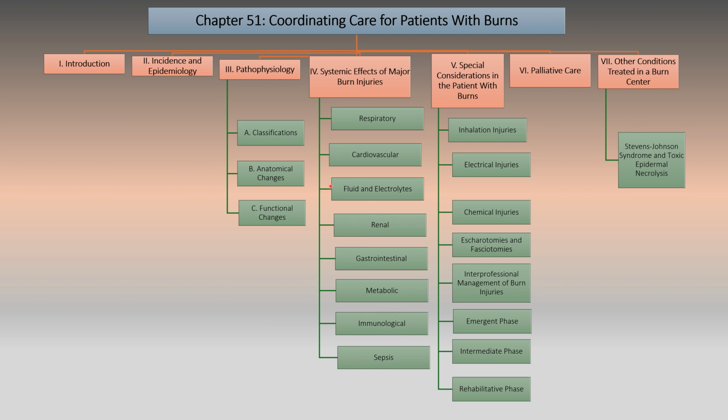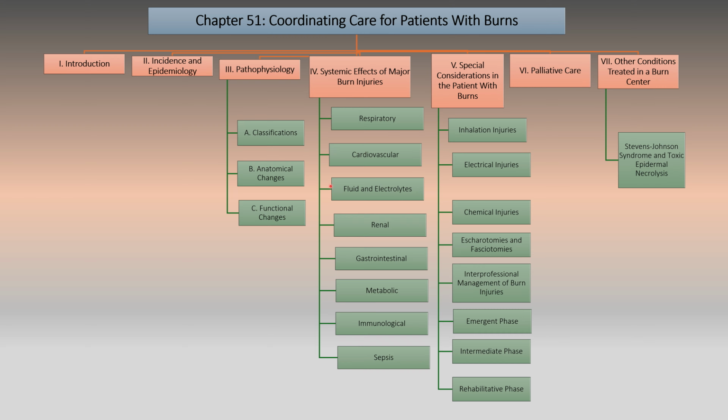Number 5 for this, monitoring closely and replacement of all electrolytes are essential due to those massive shifts. Renal, impaired perfusion: decreased circulating blood volume from burn shock leads to decreased renal perfusion.